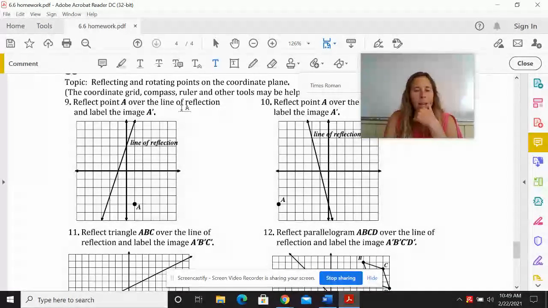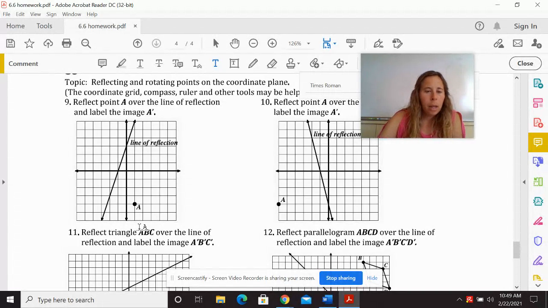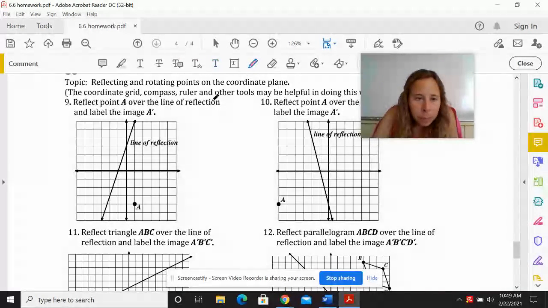So reflect point A over the line of reflection and label the image A prime. The line of reflection and the line that's going to connect A to A prime are going to be perpendicular. So we're going to find the slope of this line. You can start at any point on the line. I'll start at this one.